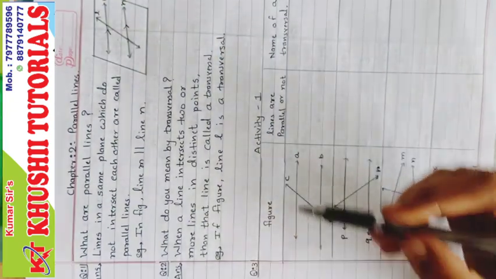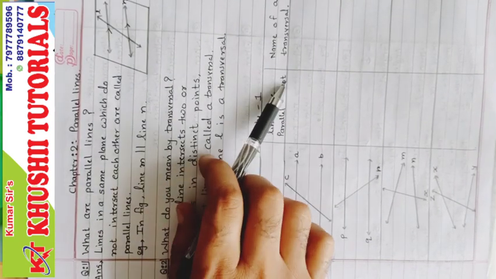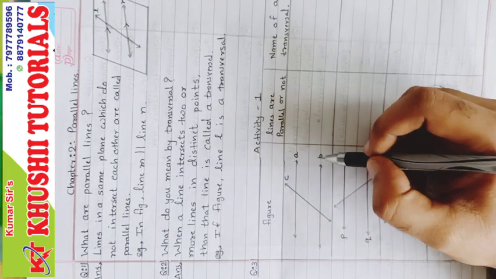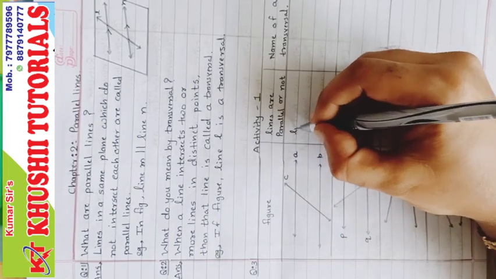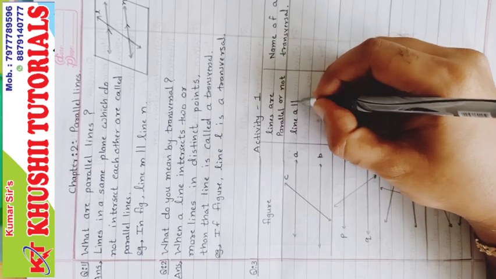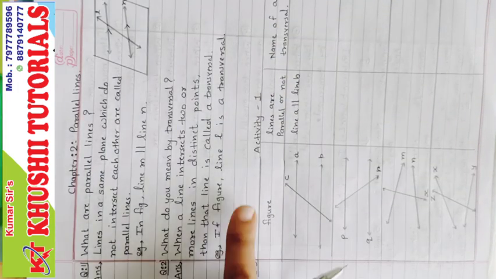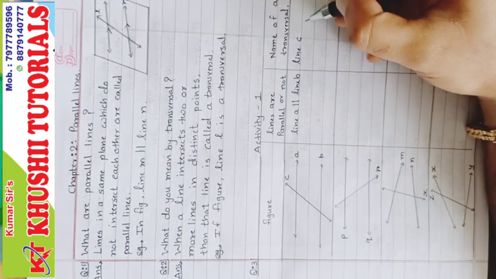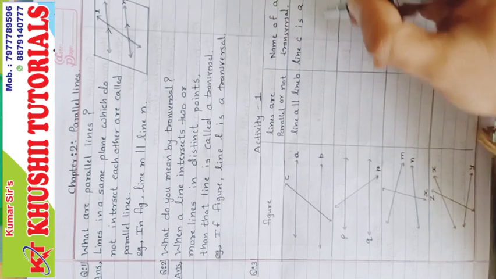You know these things. Now we will write Activity 1: in the figures, say whether the lines are parallel or not, and name the transversal. Let's start with the first figure. Line A and line B, yes, they are parallel. So we'll write line A is parallel to line B, and the transversal is line C. Don't write just C is a transversal; you have to write line C is a transversal.